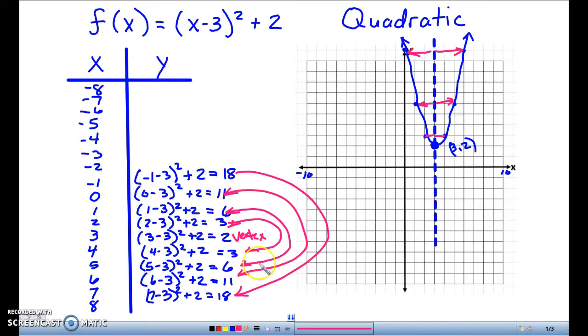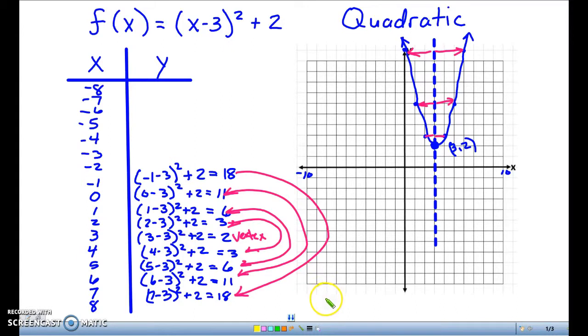If you plot a point that's way out here and the others are doing something like this, trust your instincts. That's way out of whack. Go back and double check. Okay? There shouldn't be a point way out there.